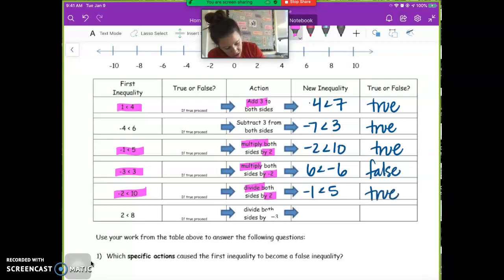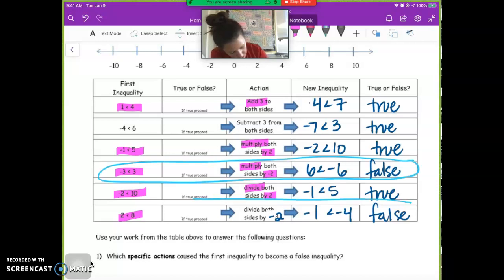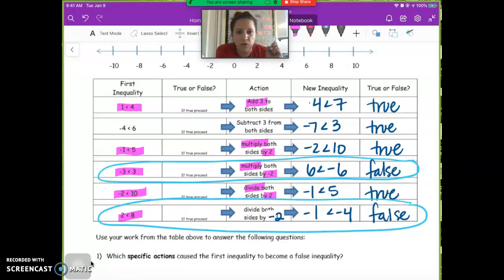And then 2 is less than 8. Divide both sides. I know it says negative 3, and I'm not sure why that says that. Let's change it to negative 2 so we get whole numbers. Divide both sides by negative 2 gives me negative 1 is less than negative 4. Negative 1 is not less than negative 4, so this is a false statement. So I had two false statements. I had this one was false, and this one was false.